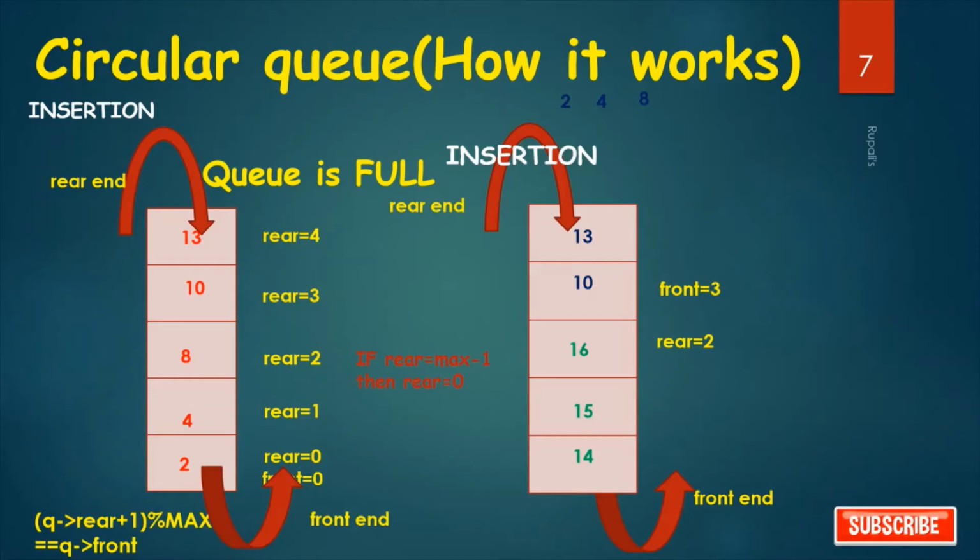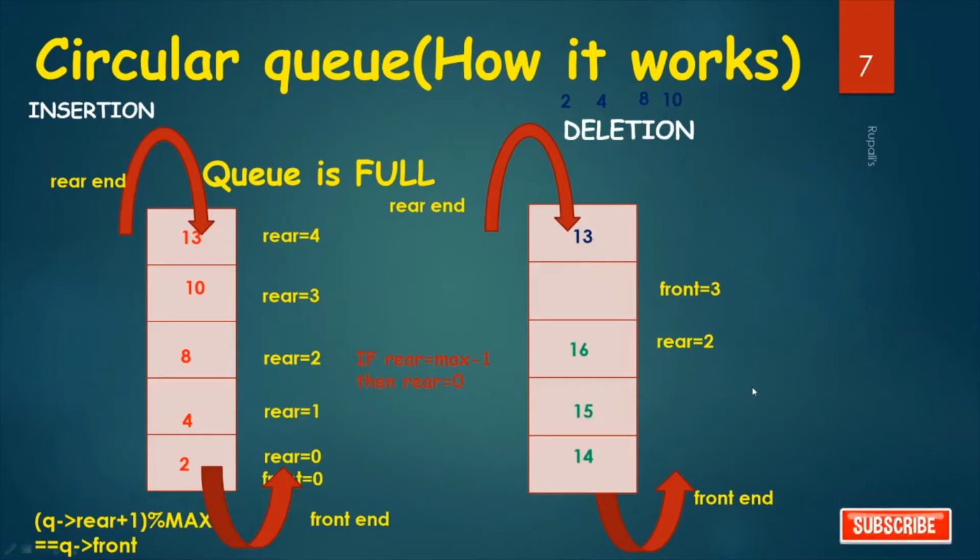Now I want to delete. So front end is the deleting end. What is the value of front now? It is 3. So delete 10, increase front. Delete 13, increase front. Now front is 4. Because it is circular, start deleting from the beginning. So when front equals max minus 1, then front equals 0. So start deleting front from the beginning. So front is 0 now.